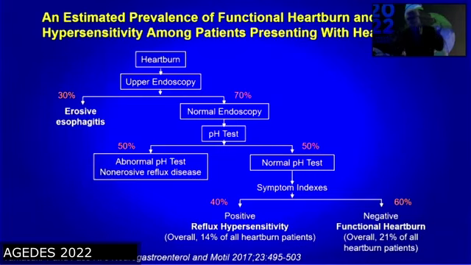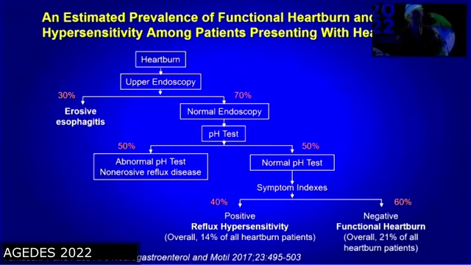Now, when you have patients that present to you with heartburn and they haven't been worked up, and they undergo an upper endoscopy, about 30% of them will have erosive esophagitis, and about 70% of them will have a normal endoscopy. If you take the patients with normal endoscopy and you do a pH test, about half of them will have an abnormal pH test and the other half a normal pH test. Those with abnormal pH tests are the ones that have non-erosive reflux disease. But we still have another half that have a normal pH test.